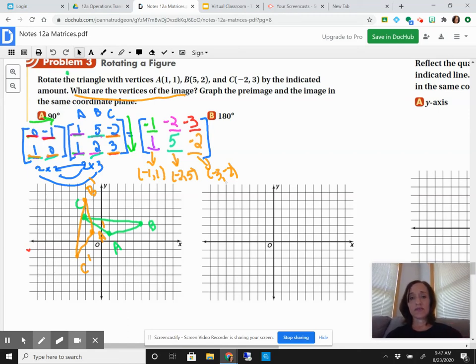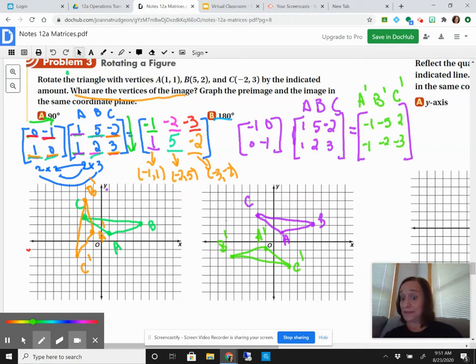I think the next one, I am going to let you give it a try. So I'm going to pause it. You go ahead, do all those steps. This one's going 180 degrees, so you're going to use that matrix and then see if we get the same thing. So really do pause it and do that one yourself so you make sure you've got that one down.